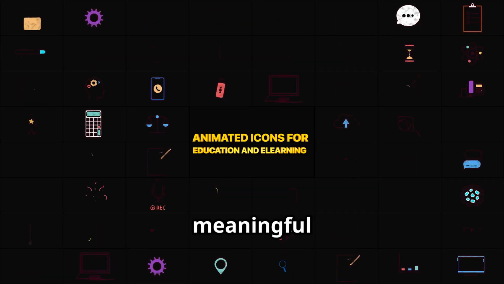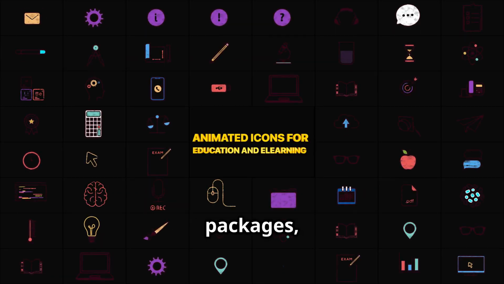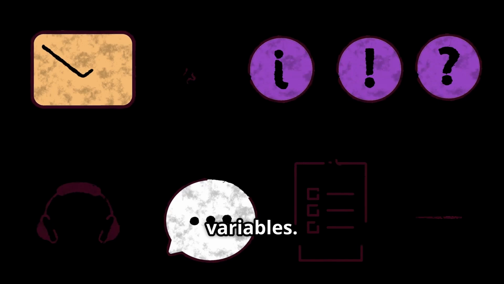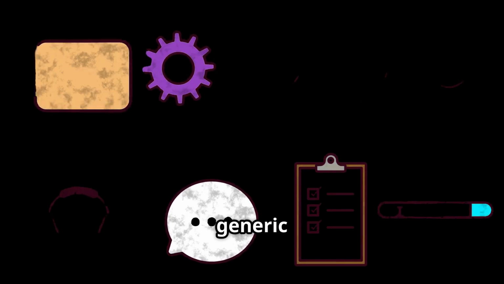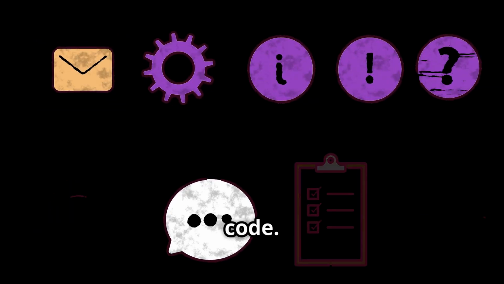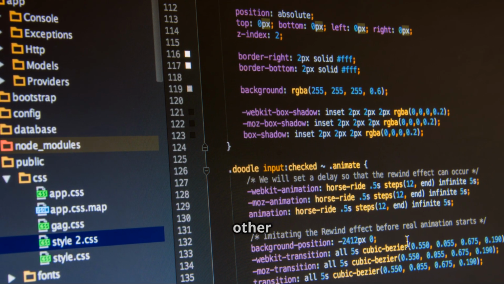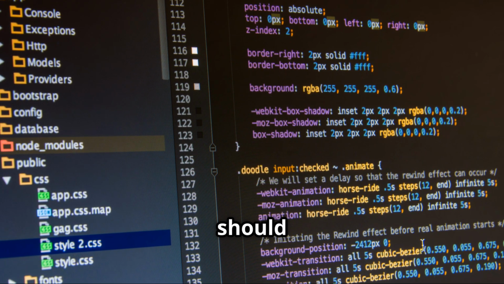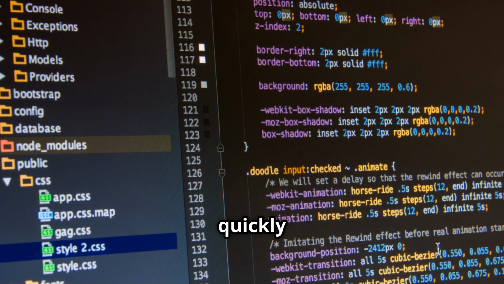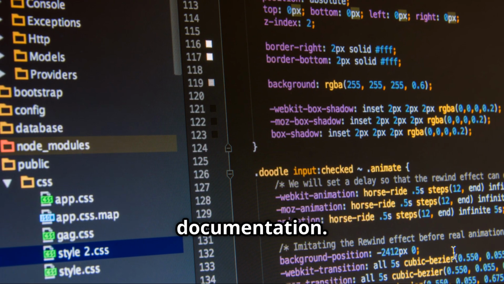Second, use meaningful names. Choose descriptive and meaningful names for your modules, packages, functions, classes, and variables. Avoid using vague or generic names that don't convey the purpose of the code. This makes your code easier to understand and navigate. When other developers look at your code, they should be able to grasp its functionality quickly without needing extensive documentation.